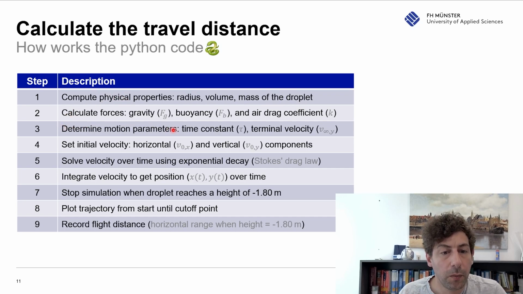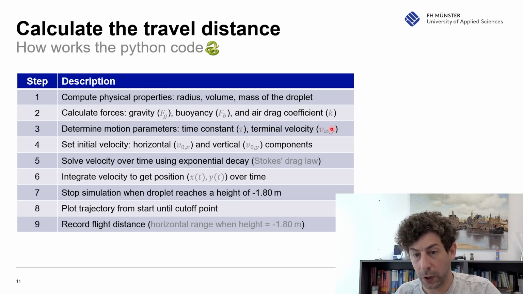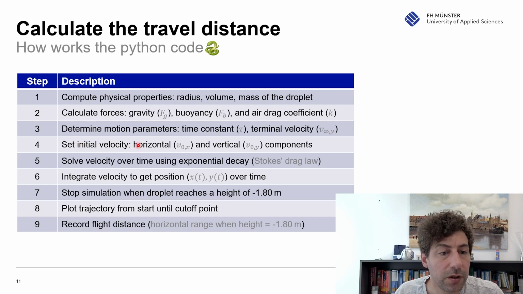Then we determine the motion parameters. Therefore we need the time constant tau and the terminal velocity, which is the final velocity in y direction. We set the initial velocity, horizontal and vertical components. So the vertical component is 0 at the beginning, and all the velocity goes into the horizontal component. And then we solve the velocity over time using an exponential decay.